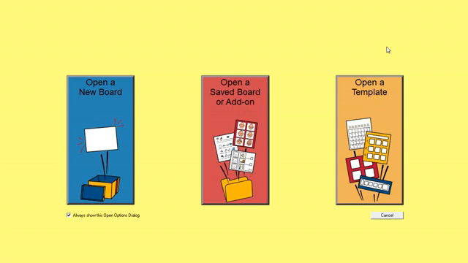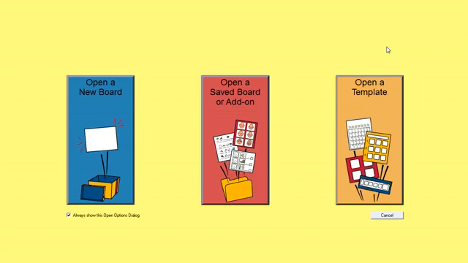The second option is to open a saved board or add-on, and basically what happens is when you install Boardmaker, it creates a folder called My Boards in your Documents folder, and if you choose this button to open a saved board, that's where it will take you, to that folder, and you can access any of the activities you may have already created.